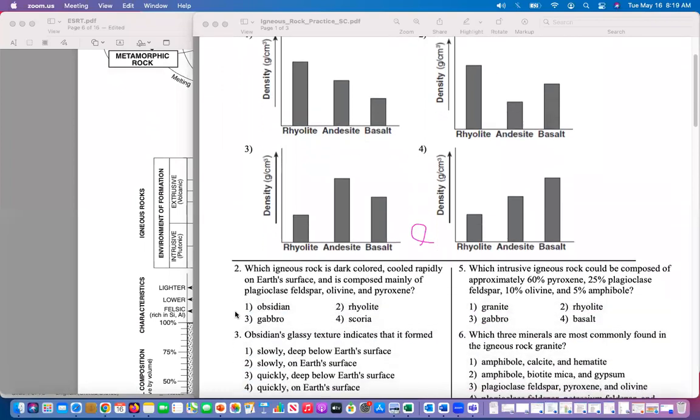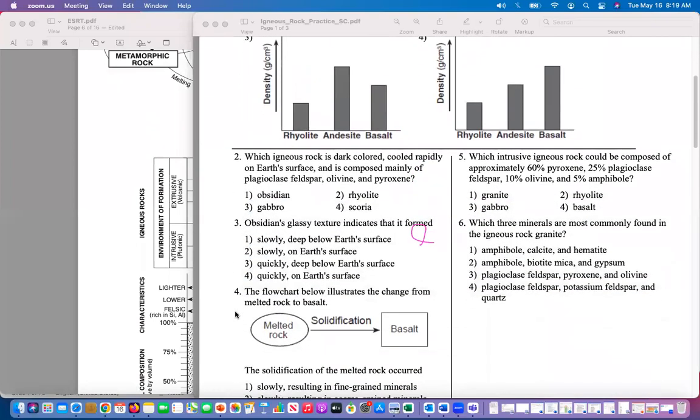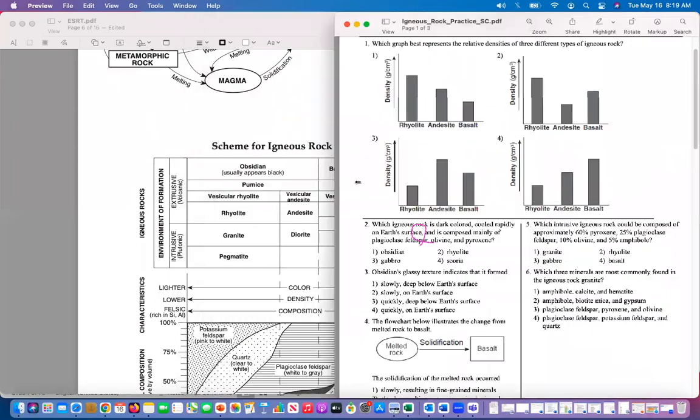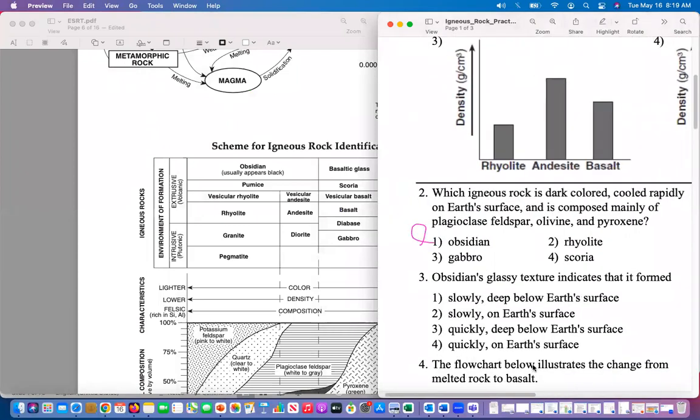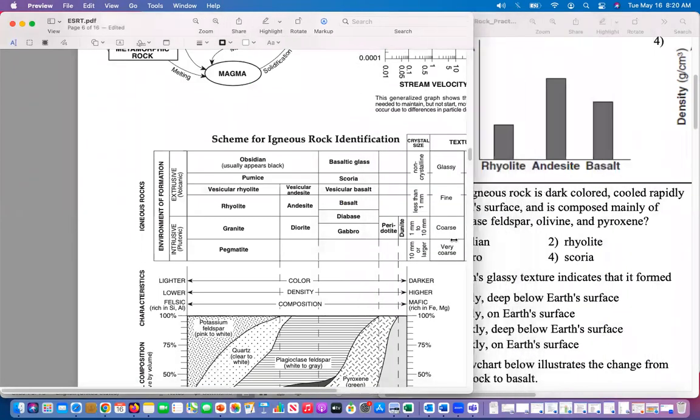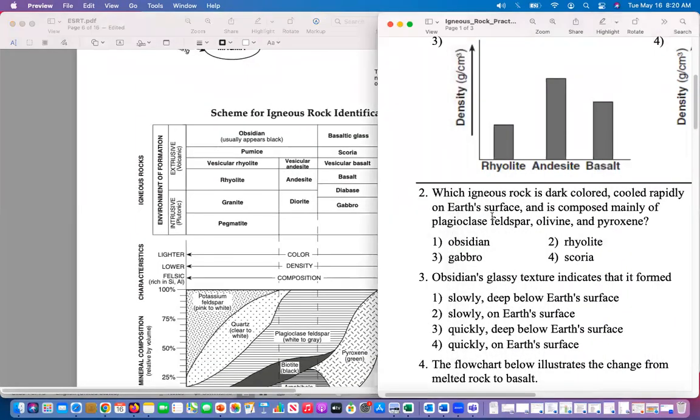Now, when I take a look at number 2, number 2 says, which igneous rock is dark colored, cooled rapidly on Earth's surface, and is composed mainly of plagioclase feldspar, olivine, and pyroxene? So I'm just going to go side by side. I'm going to zoom this in for number 2. And based on what I see, I'll zoom this in as well. So it says which igneous rock is dark colored, cooled rapidly.